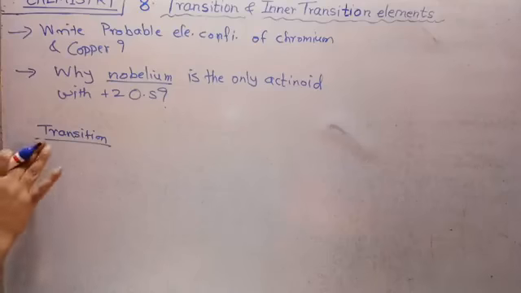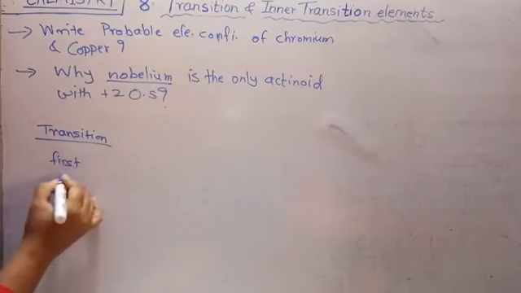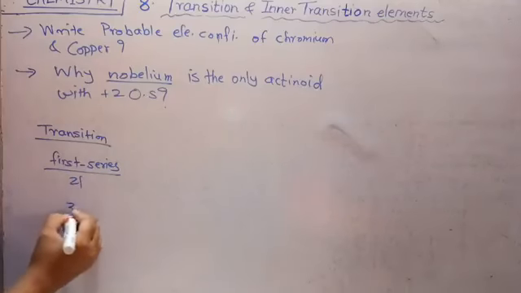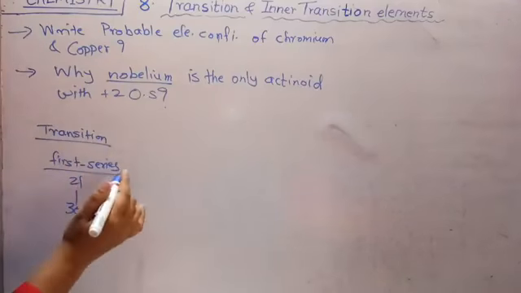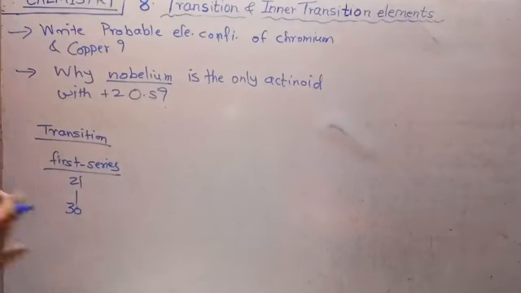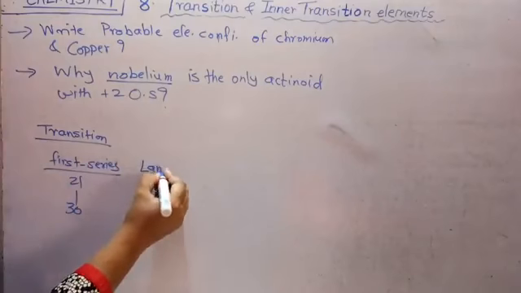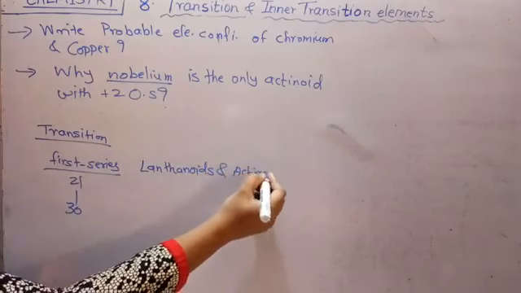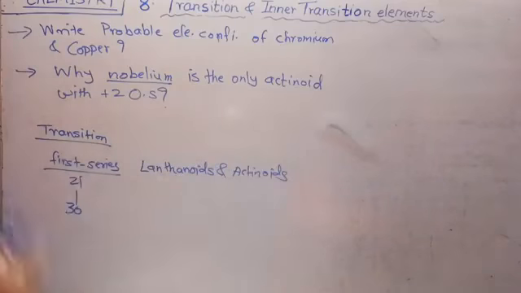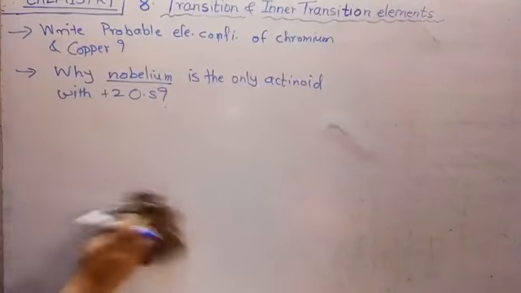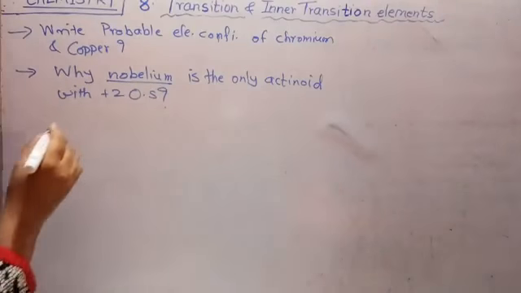Not for the 4d series; you only remember for the first series of the d block, the first series of transition elements from 21 to 30. At least if you remember the atomic number, then you can easily write the electronic configuration. The same for lanthanoids and actinoids. Clear? Then see, only nobelium is an actinoid with +2 oxidation state.